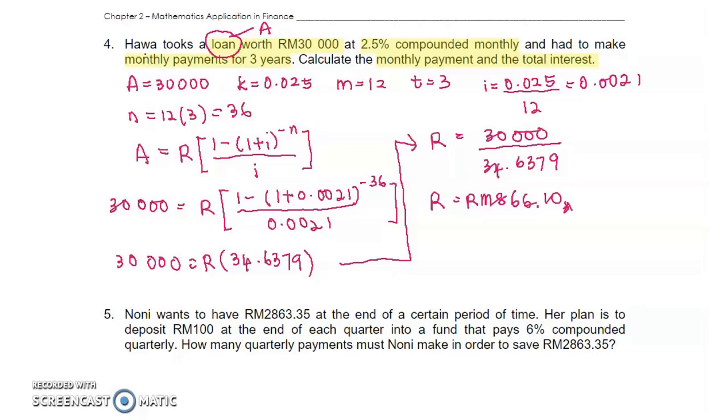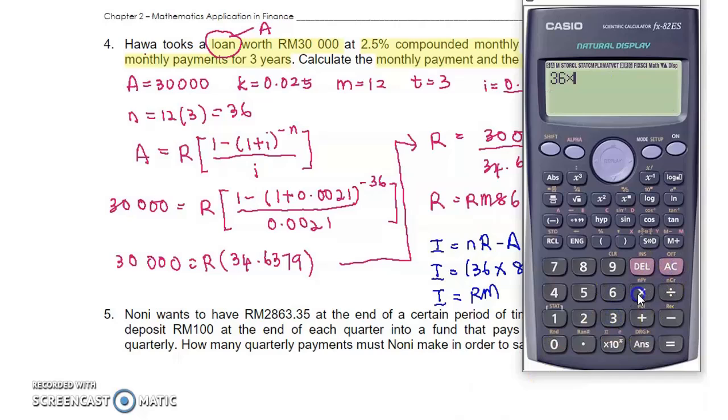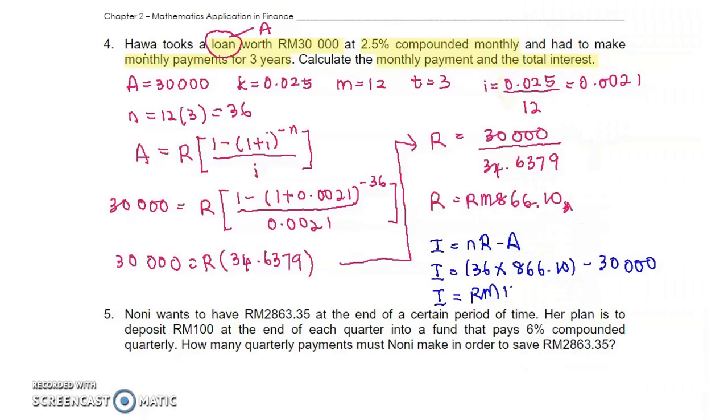Okay, interest. So since we have present value, so use interest based on present value, n times R minus A. And 36, R is 866.10 minus A is 30,000. So remember, when you calculate interest, interest cannot be negative. So 36 multiply 866.10 minus A, 30,000, is 1179.6. Okay. So in order to do this question, you need to understand what are the info given from the question. Okay, so use the correct formula.